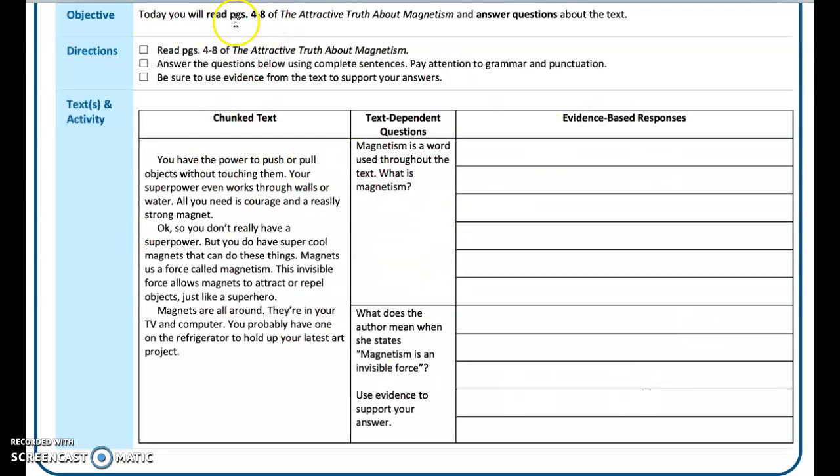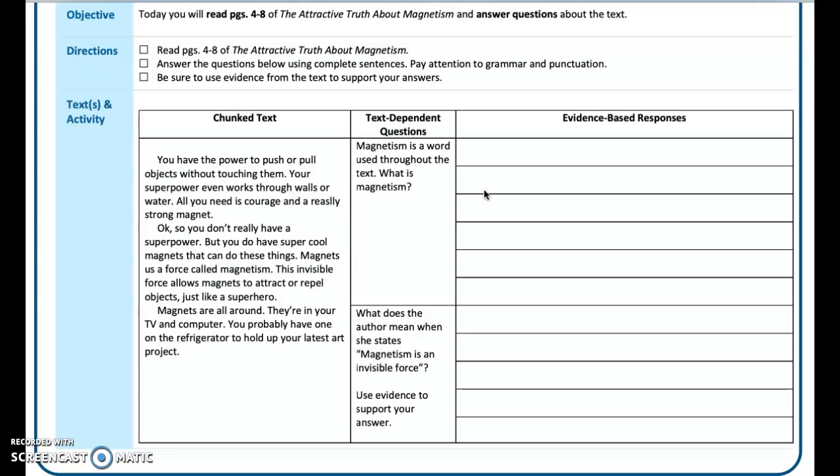We read pages 4 through 8 of The Attractive Truth About Magnetism as a class on Monday, and I encourage you to reread it and to answer these text-based questions. Magnetism is a word used throughout the text. What is magnetism? Go ahead and share. What does the author mean when she states magnetism is an invisible force? Can you use evidence from the text to support your answer?